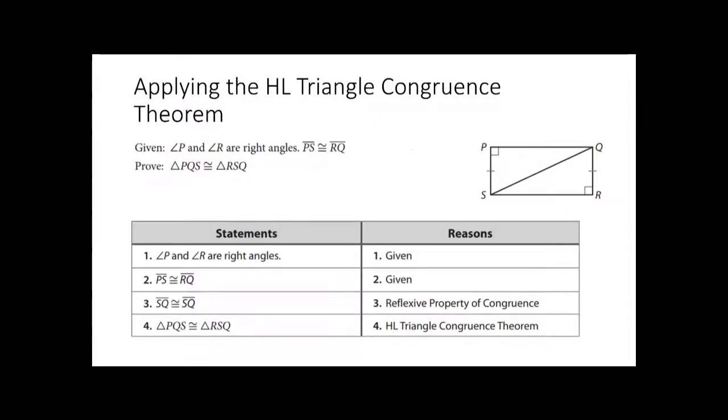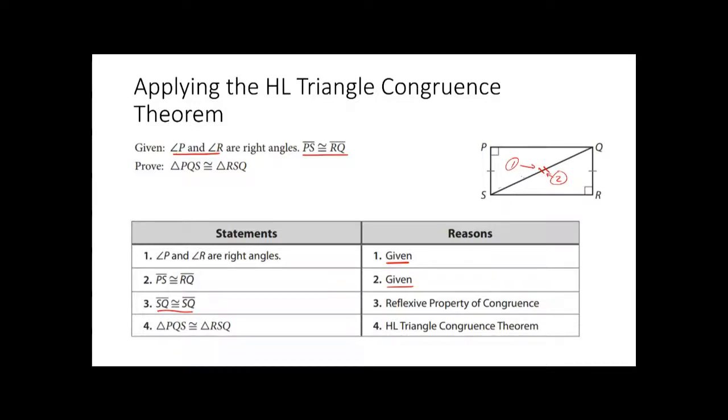Okay. All right, so applying the HL triangle congruence theorem, basically they went ahead and told us these two guys are right triangles. That was given. And then basically we can surmise they gave us PS is congruent to RQ, which again was given. And then basically we just have to say, well, SQ is congruent to SQ, and that's because of the reflexive property right here. Both the triangle here and this triangle here share the same hypotenuse. That's the reflexive property, okay?